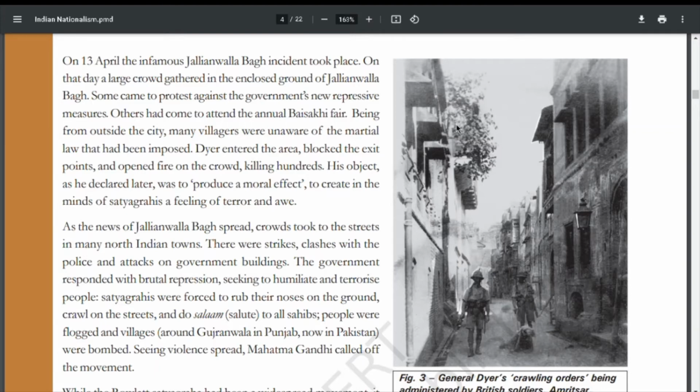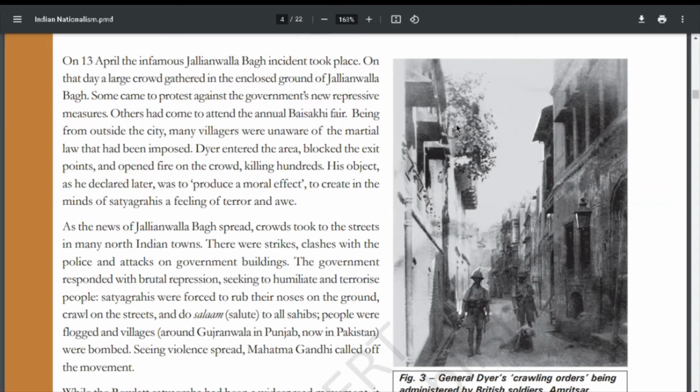On that day, a large crowd gathered in the enclosed ground of Jallianwala Bagh. Some came to protest against the government's new repressive measures. Others had come to attend the annual Baisakhi fair. Being from outside the city, many villagers were unaware of the martial law that had been imposed. Dyer entered the area, blocked the exit points, and opened fire on the crowd, killing hundreds.